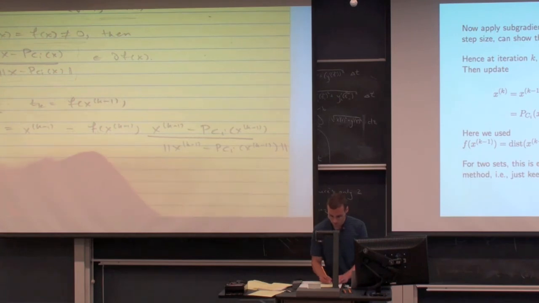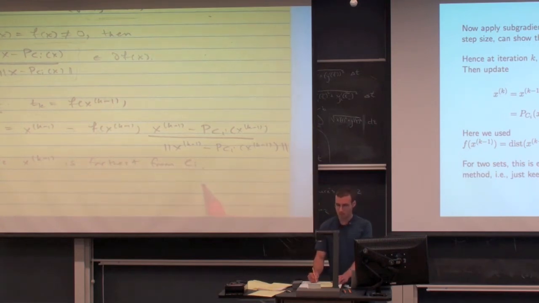Where xk minus 1 is farthest from Ci. That's how we choose that set Ci. Okay, that was just our subgradient rule.